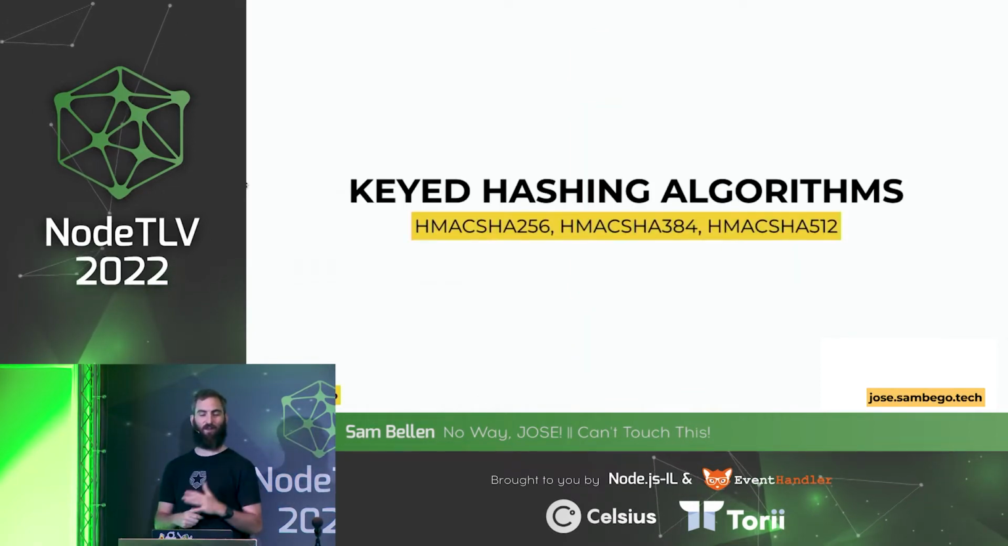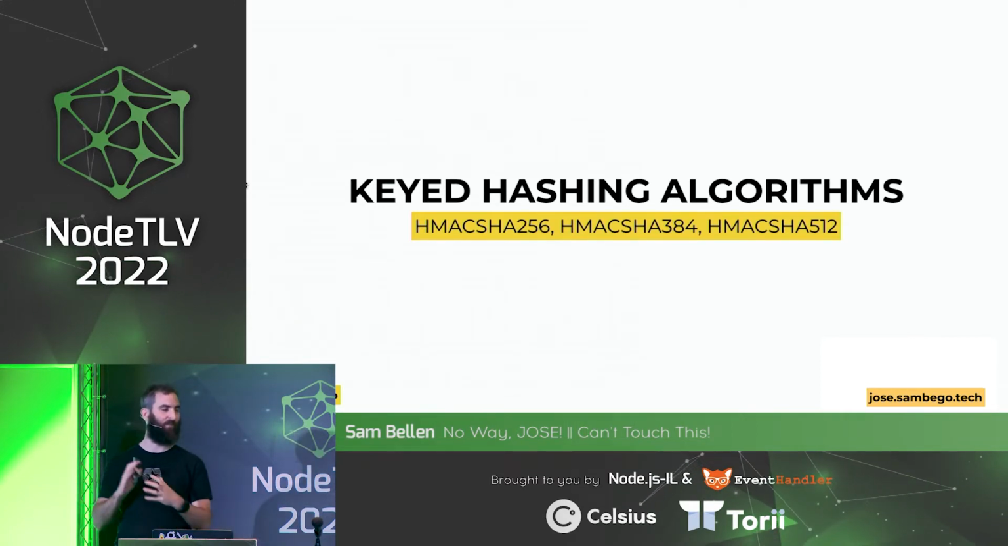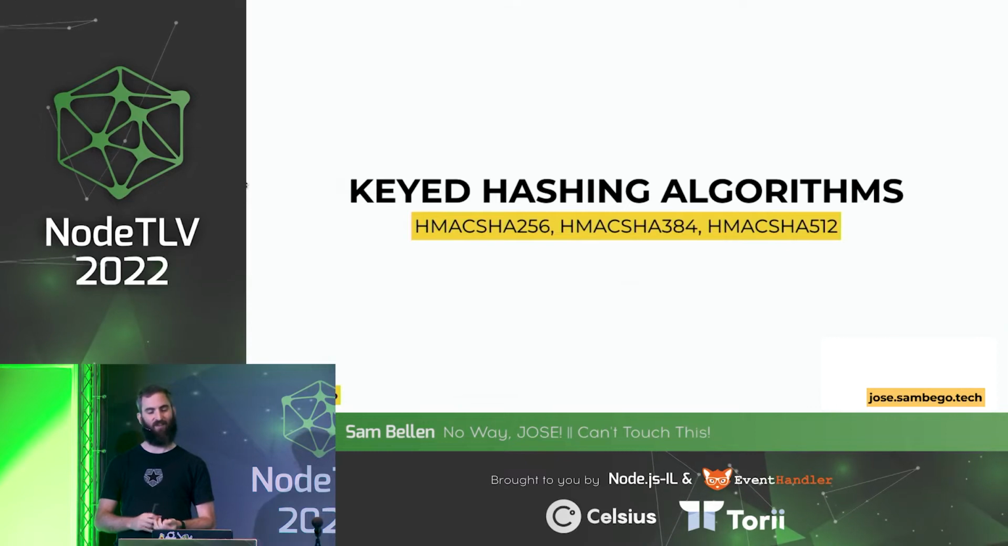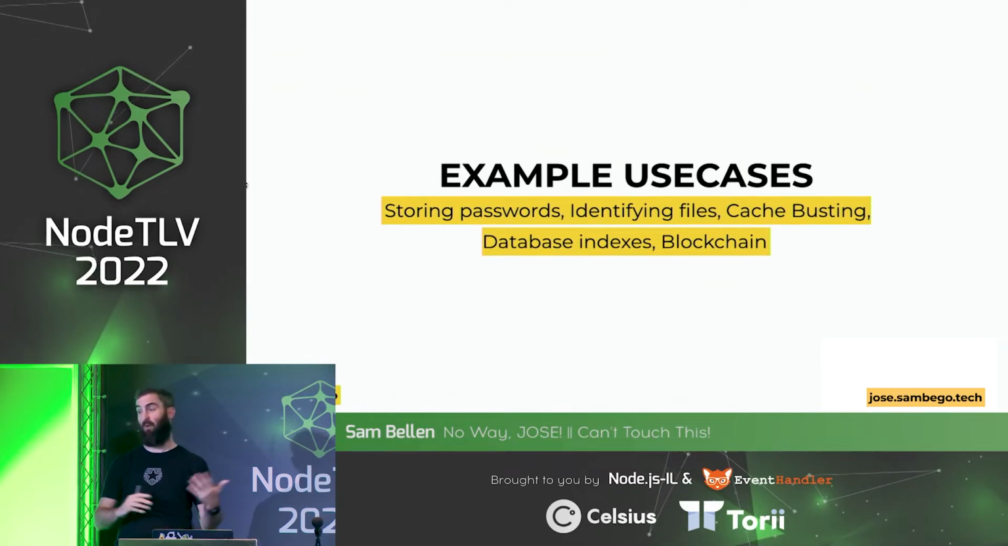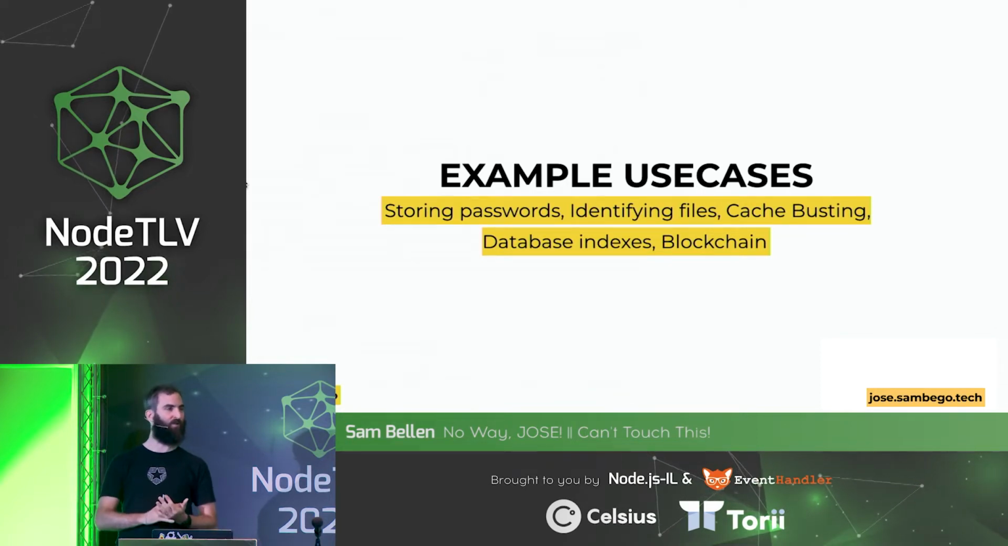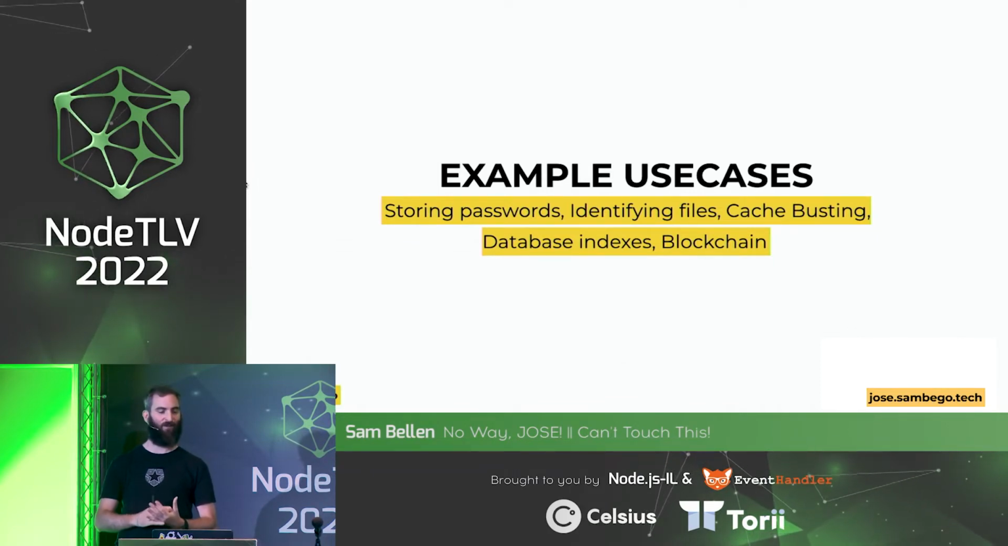Some of the keyed hashing algorithms: HMAC SHA-256, 384, 512, these are just the bit length outputs, but HMAC SHA is the most commonly used keyed hashing algorithm. And some example use cases: storing passwords, identifying files, cache busting, database indexes. Blockchain also uses hashes under the hood. I'm not going to talk about it. But there's a lot of use cases for hashes and keyed hashes that we use on a daily basis, maybe even without realizing it. It's a very commonly used cryptographic principle.